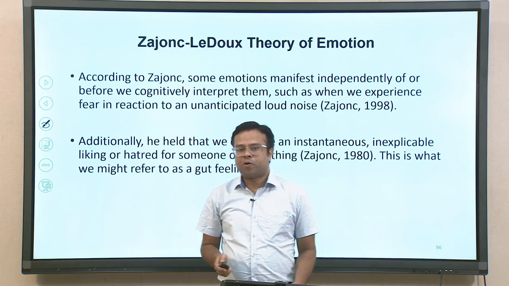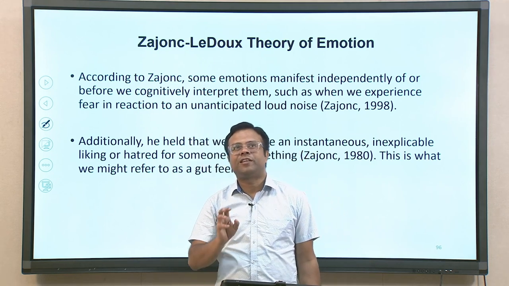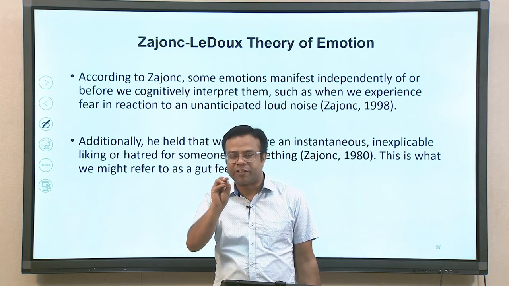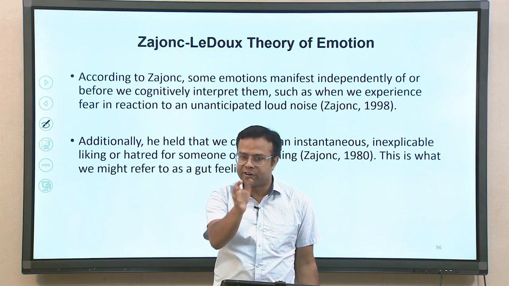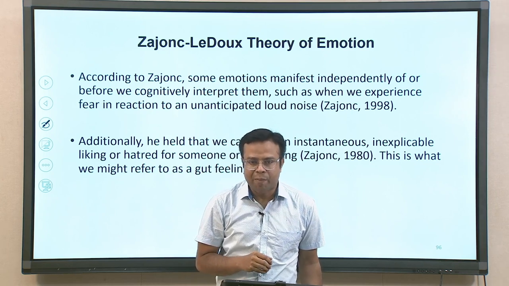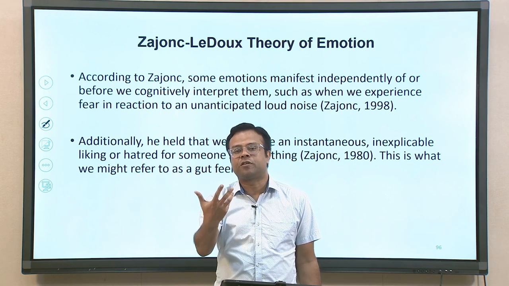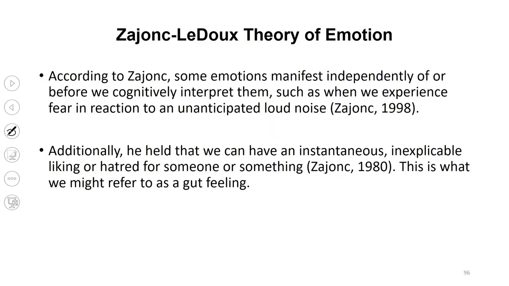Now, lastly we will talk about the Zajonc-LeDoux theory of emotion. So, this is a theory that gives an interesting perspective to a lot of these ideas. According to Zajonc, some emotion can manifest independently before cognitive interpretation. He said, not all emotions necessarily require cognitive interpretation, as cognitive theory says. Some emotion can happen without cognition.